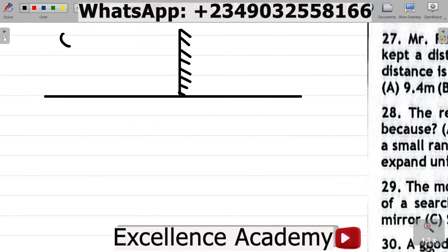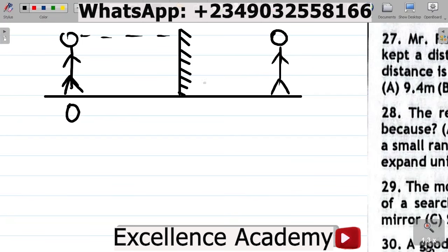If Mr. Roland stands at this point, right? Let's say he's standing here and he looks at a plane mirror like this. This plane mirror here, so this is Mr. Roland, he's the object. This plane mirror will form an image of Mr. Roland somewhere behind the mirror like this. So have something like this.